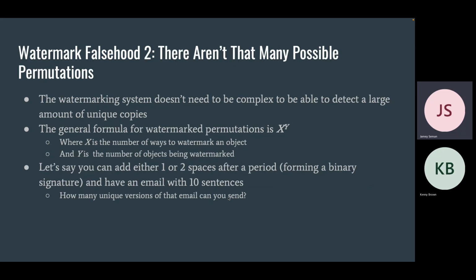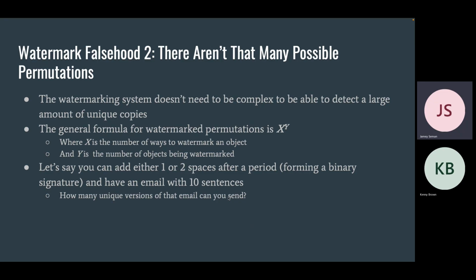And another falsehood, to go back to what Nikita was talking about, is the different permutations of how you can do all the different watermarking things. It doesn't need to be complex in order to find something. It could be really simple, like was mentioned, just the binary stuff, the spaces, 1 or 2 or 4 things. And it's interesting how quickly this can escalate in terms of the different permutations there are.